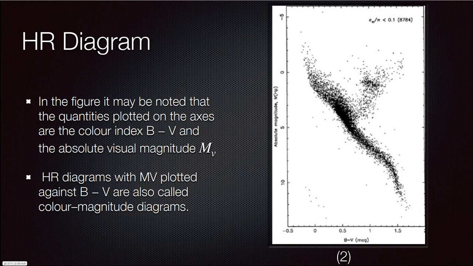Another important feature is the HR diagram. HR diagrams are nothing but a diagram between temperature and luminosity. In this diagram, it is an HR diagram between the B-V band and the absolute magnitude M_V. It may be noted that the quantities plotted on the axes are B-V and absolute magnitude, which are directly related to effective temperature and luminosity. We can infer this from the relations we have shown before.